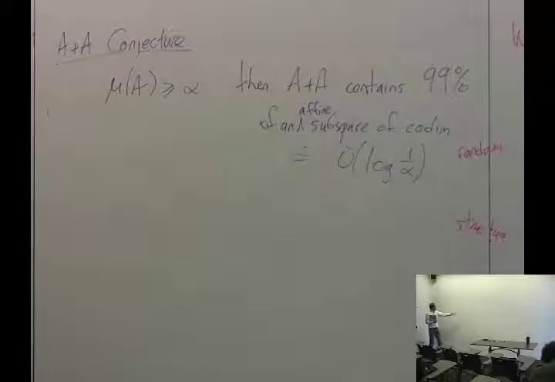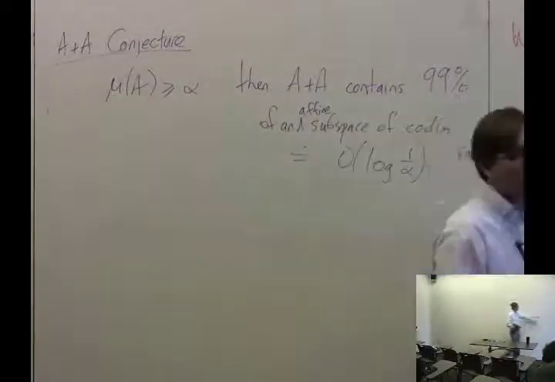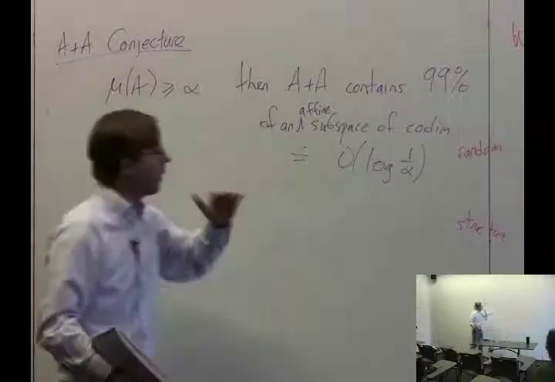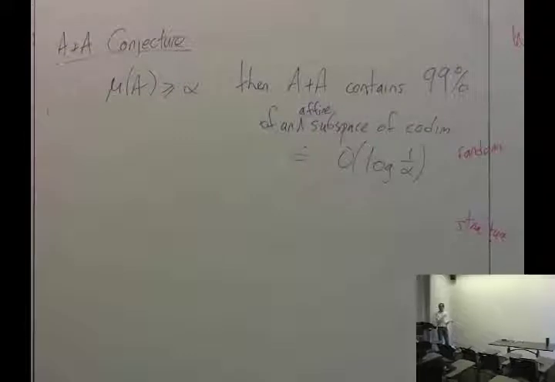Okay, and this is consistent with all of these three examples we've seen so far, right? If you generalize 1024 to alpha, then the codimension would be log 1 over alpha. And this 99% covers this case too. Any questions about that? Yeah.